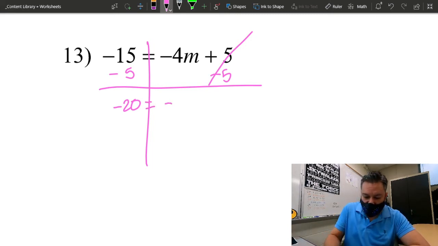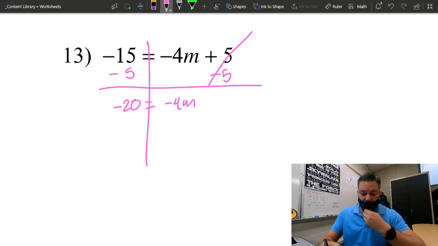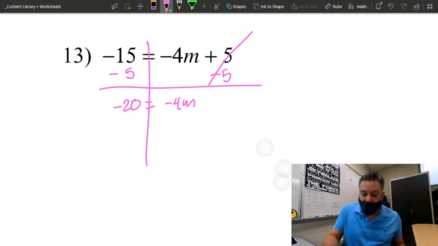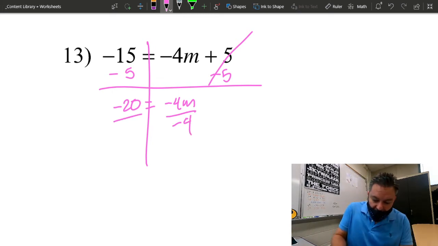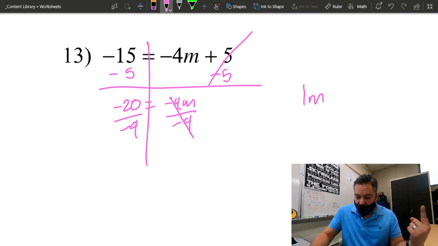And then we're left with negative 4m. My last step is going to be what? Divide, because we're multiplying. Remember, a number and a letter together, they're always multiplying. So the opposite is going to be to divide by that negative 4 and divide by that negative 4. Basically, 4 divided by 4 is just 1m.